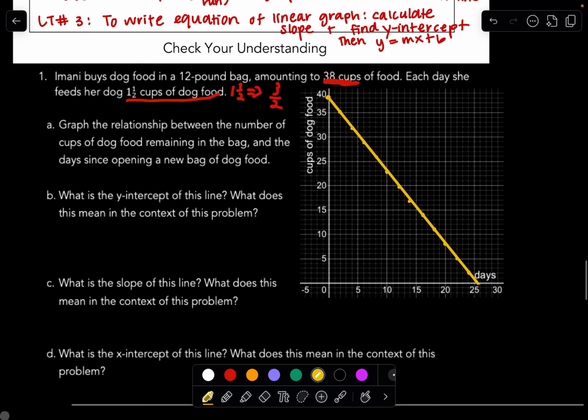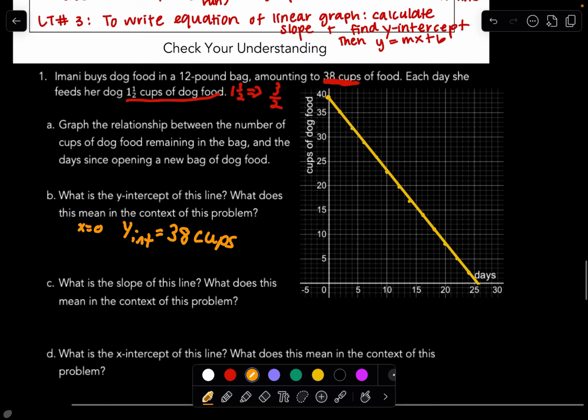What is the y-intercept of this line? Well, the y-intercept is when x is 0. That's when x equals 0. And according to this graph, it is 38. 38 cups.